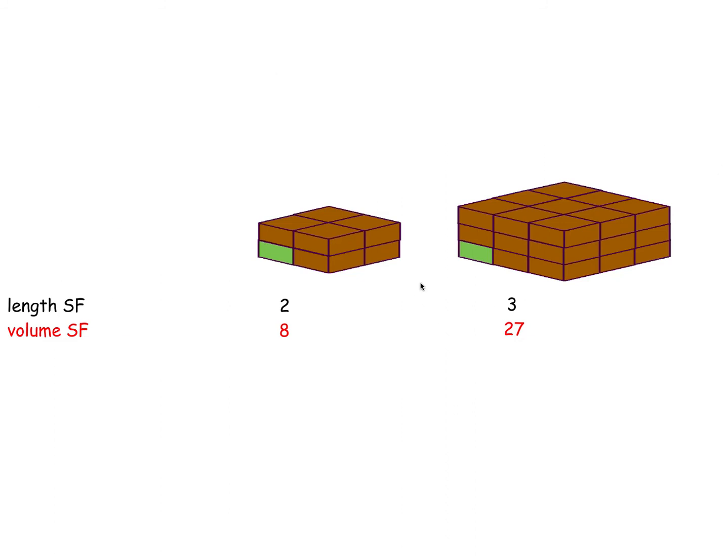Now consider this case, this cuboid, side 2 is scaled up to be side 3. So 2 lengths, 3 lengths. Volume scale factor is the cube of the length scale factor. 3 over 2 for the length, 27 over 8 for the volume.